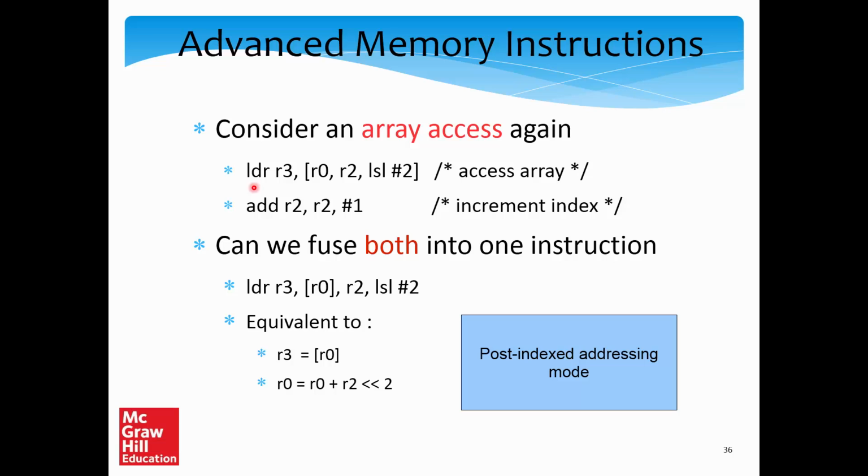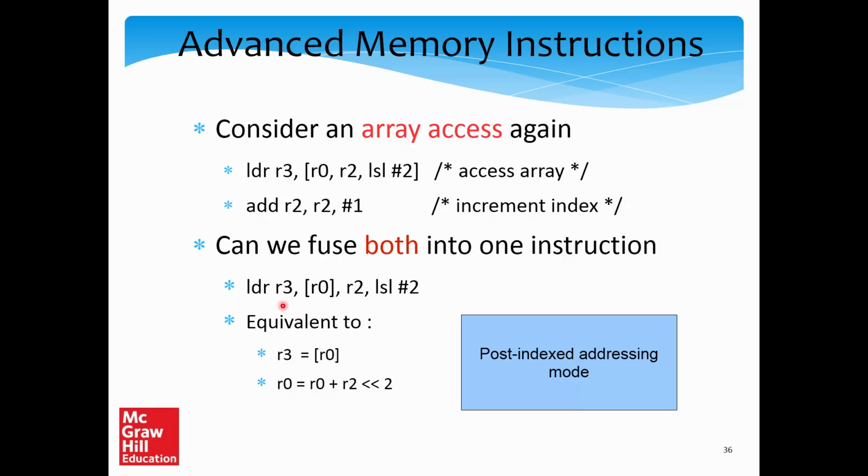So this is a very common pattern. Whenever we access an array, we'll most likely access it within a loop. And so the typical pattern would be that we access an array element and then increment or decrement the array index. So we should have a way of fusing both into one instruction, which in this case would imply that we have to tell the processor that after doing this, increment R2. So let us have a method of doing it.